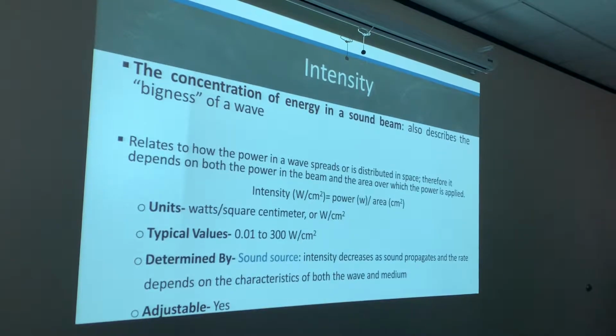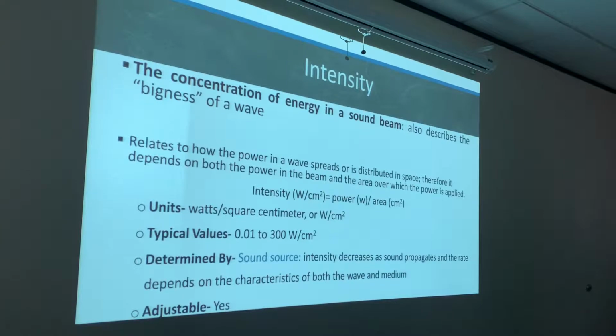So that's all I want you guys to do. I want you to memorize these typical values. But also important, I want you to know what the units associated with this parameter are, which is watts per centimeter squared.